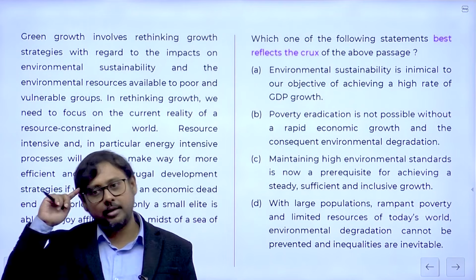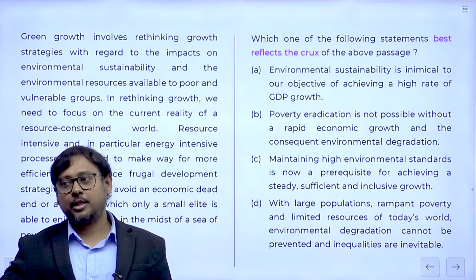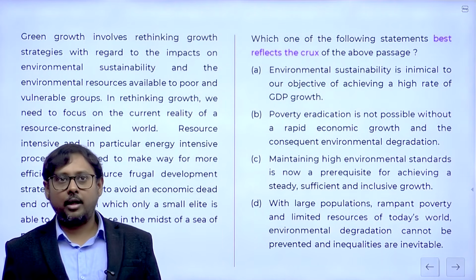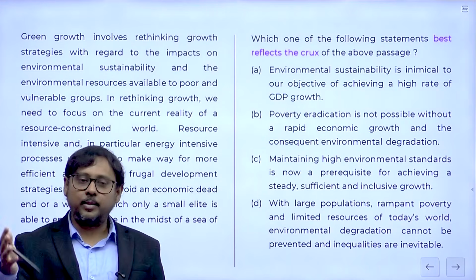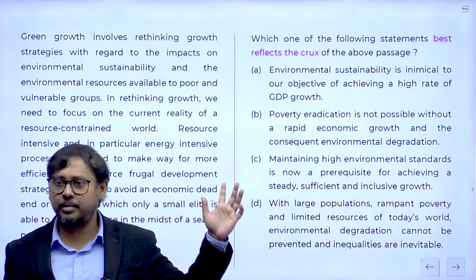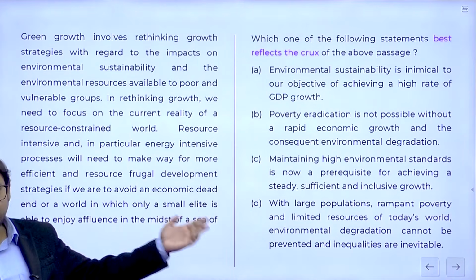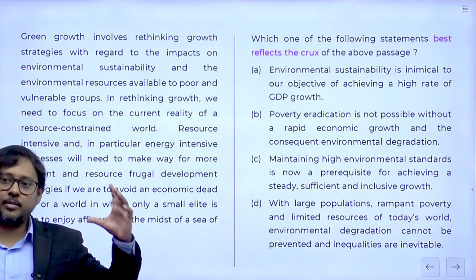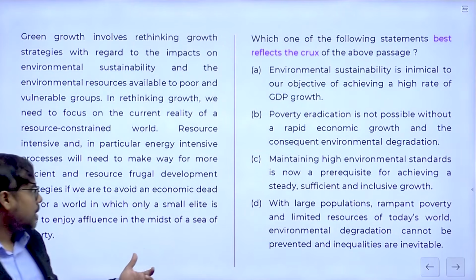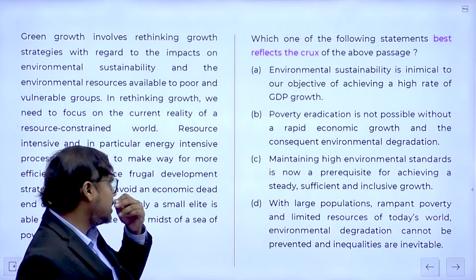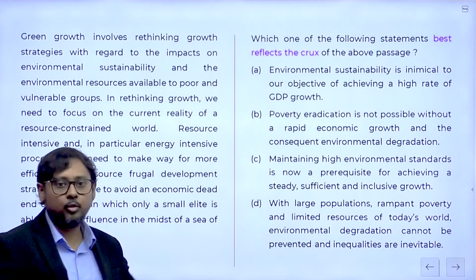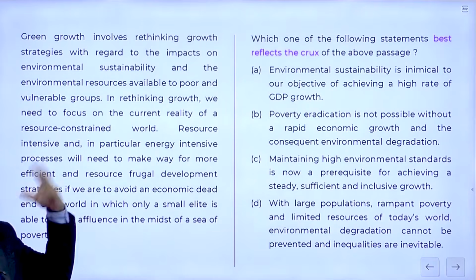If you see the options, then again you will be biased. The moment you read the passage, you make the summary, right? Trust me. You don't even have to eliminate based on this and that. The moment you came to see, you know that it was the right answer because उसका tone match हो रहा है, ठीक है? उसका summary match हो रही है, right? Maintaining high environmental standard is now a prerequisite for achieving a steady, sufficient, and inclusive growth. Inclusive growth, right? Poor people and this.